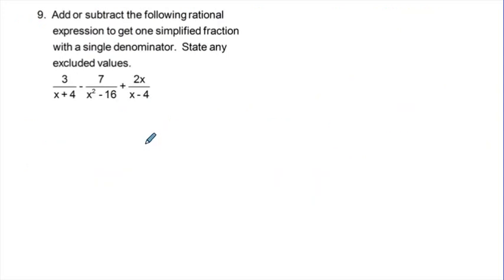Next problem, 9, same instructions. Add or subtract the following rational expressions. And here we have three fractions, one subtraction, one addition. So the only thing I can see to factor here is this x squared minus 16 in the middle term. And that's going to be factored using difference of squares to the quantity x plus 4 times the quantity x minus 4.